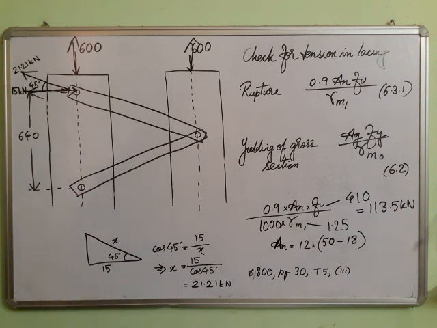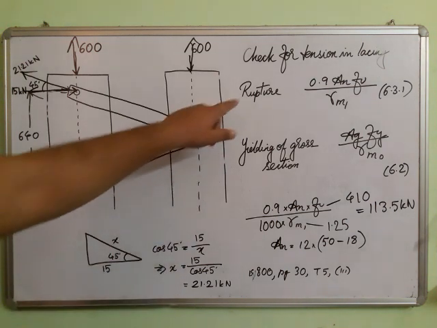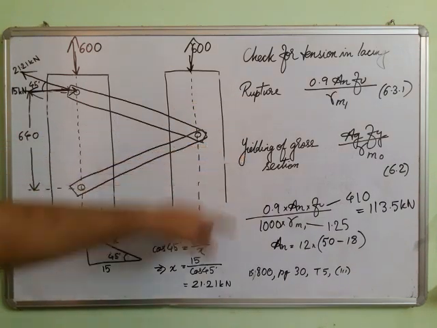And how much is the applied load? It is 21.21, so it can take almost five times more tension. So obviously the lacing is safe in tension from this point of view. Let us also check this one.